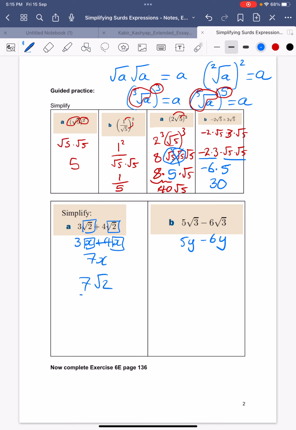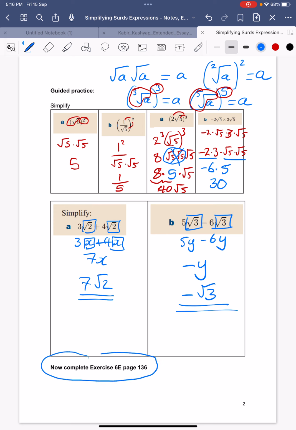So basically addition and subtraction of surds just follows the same rules as algebra. So over here 5y minus 6y is -y, but you can see that the y is just a number, and in this case it's root 3, so the answer is -root 3. So with that in mind, you can go ahead and dive into your textbook and practice these questions.